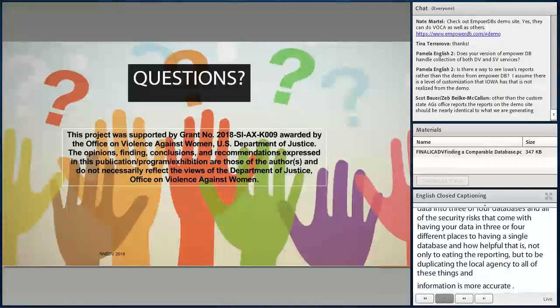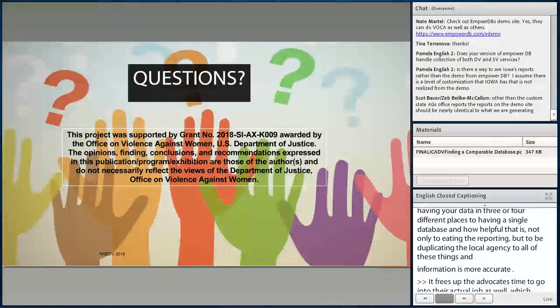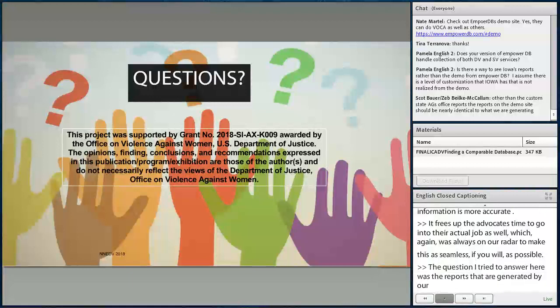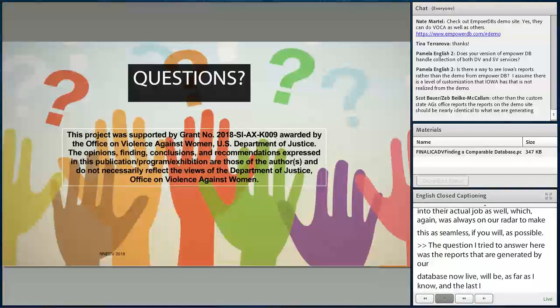The question here I tried to answer was about the reports that are generated by our database now live. As far as I know, last I looked, they are nearly identical to what you're going to see on the vendor's website or the demo site, with the exclusion, of course, of our state ones. These are the same reports that everybody uses, so they're going to be identical.